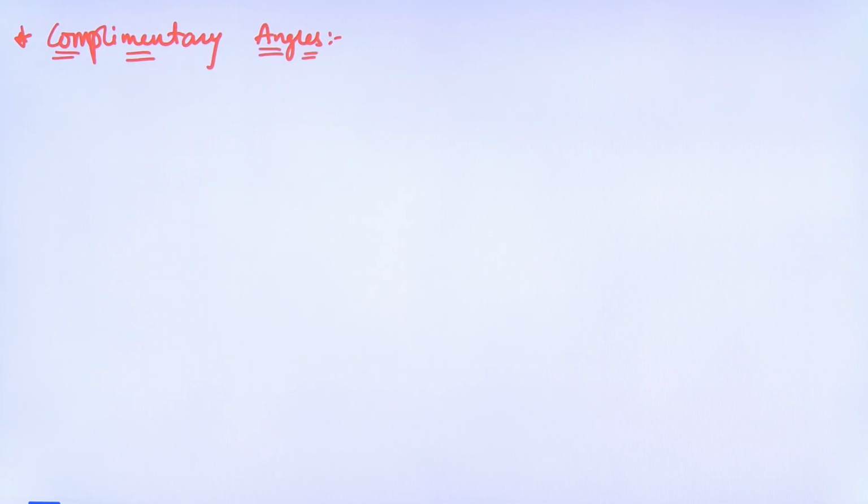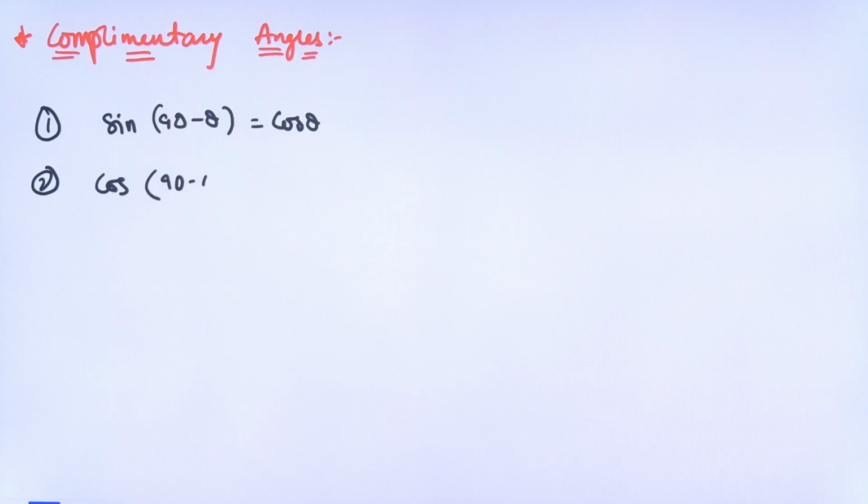So, look here, students. Sine 90 minus theta is nothing but cos theta. Okay? Right, remember carefully. Cos 90 minus theta is nothing but sin theta. Okay?